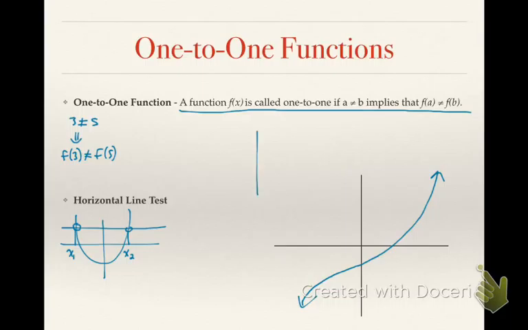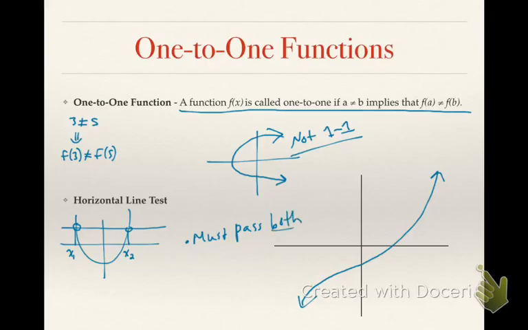Just take a note, things like this, sideways parabolas, they will pass the horizontal line test. But this is still not a one-to-one function because it is not a function. It fails the vertical line test. Okay, so just be careful. Just because it passes the horizontal line test does not mean it's one-to-one. So make a little note saying that it must pass both the vertical line test and the horizontal line test to be one-to-one.